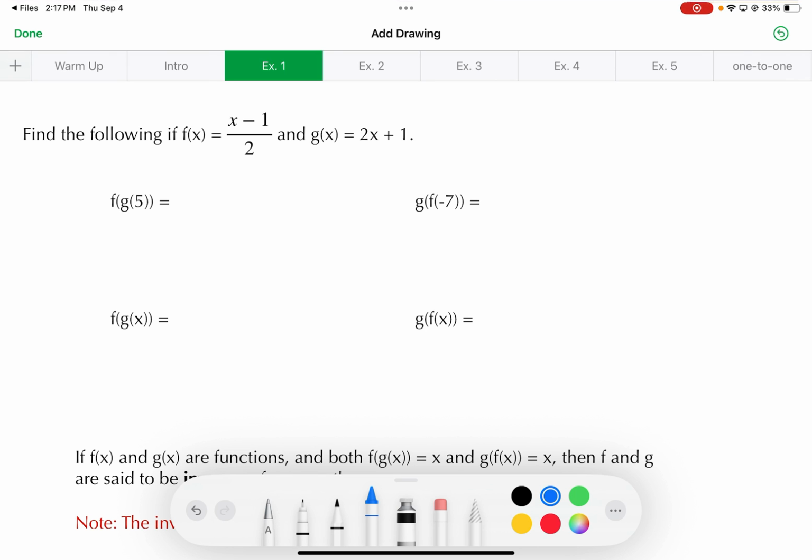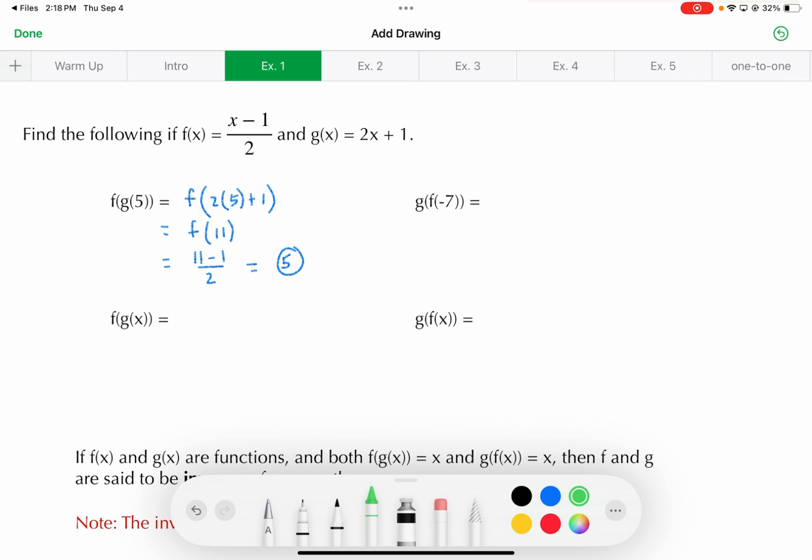f of g of 5. Let's start there. That would be f of, we're going to plug 5 into g, so that would be 2 times 5 plus 1, which is going to be 11, right? So now we evaluate f at 11. That's going to be 11 minus 1 over 2, 10 over 2, or 5. And what I want you to notice is I started with a 5. That was my input, and my output is a 5. Okay, I get the same thing that I started with.